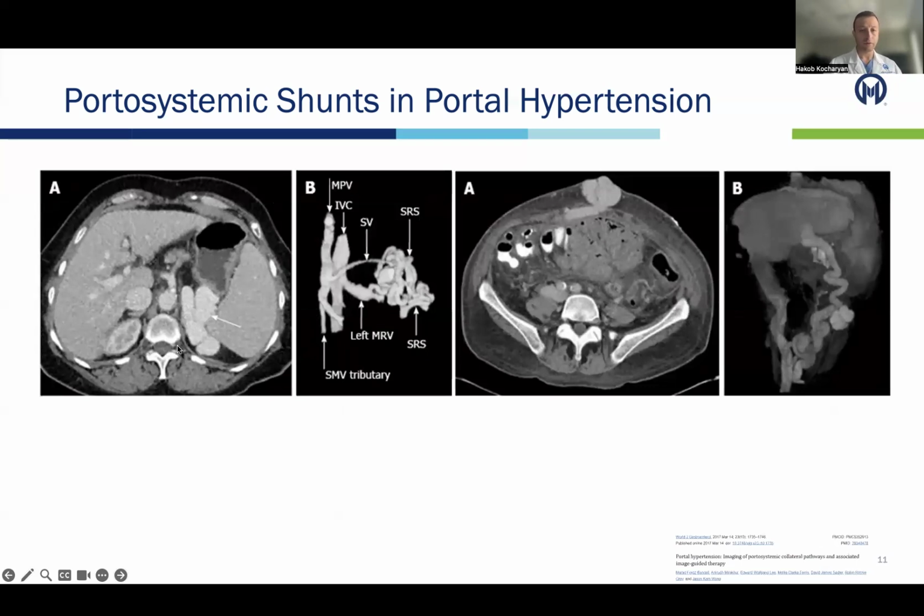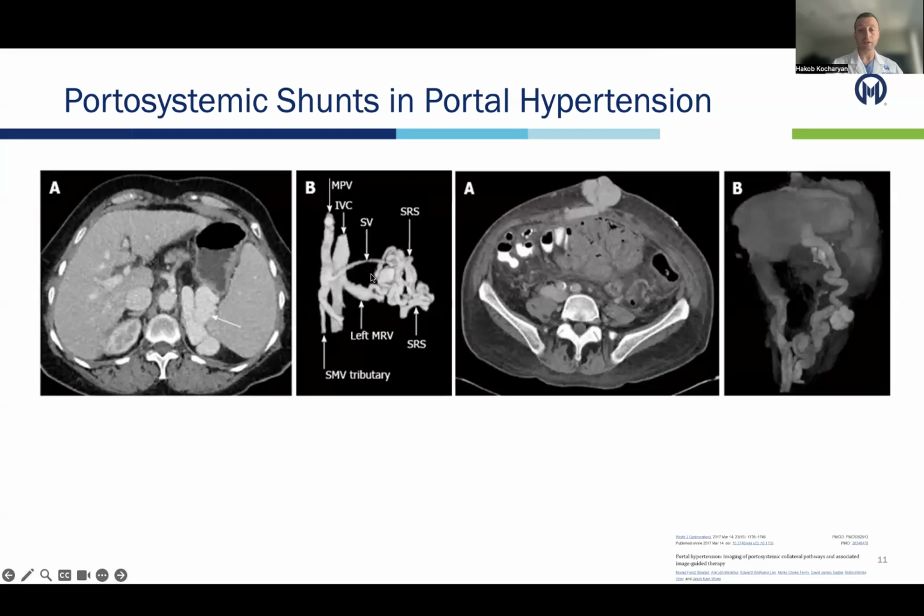More images of portosystemic shunts. You see this tubular vascular structure, the splenic hilum. And on the 3D rendered images, you can see that these varices start at the splenic hilum and drain into the left main renal vein. The splenic vein itself is very small compared to the size of the varices.